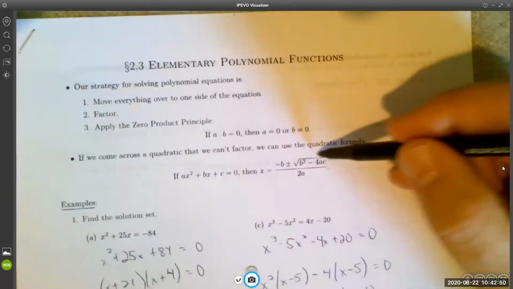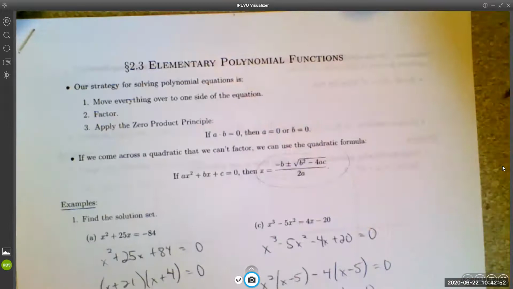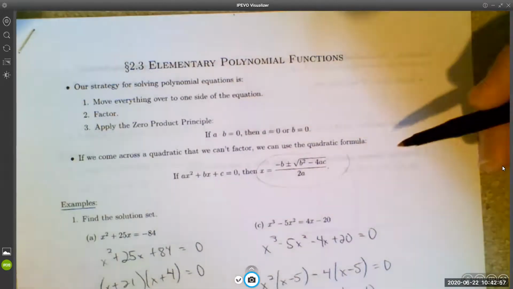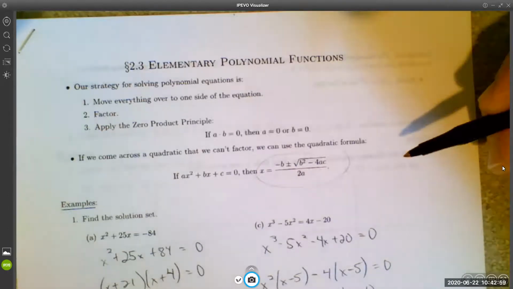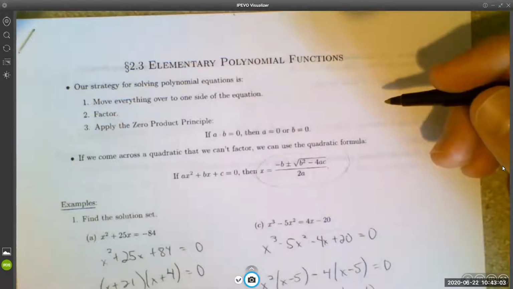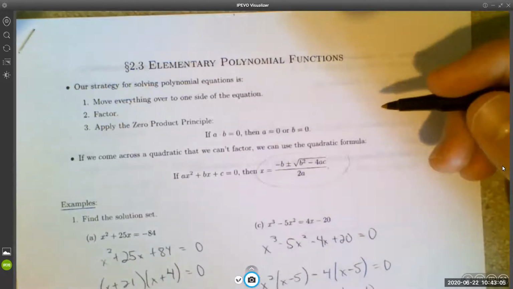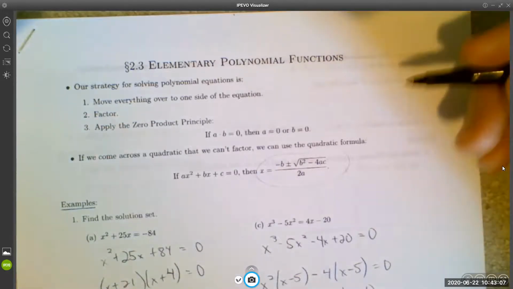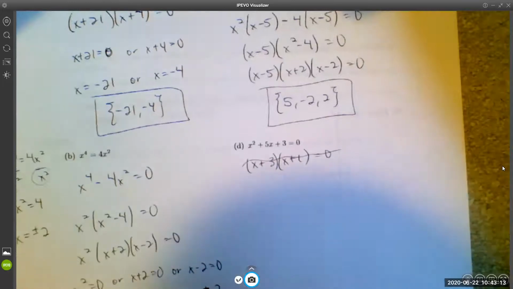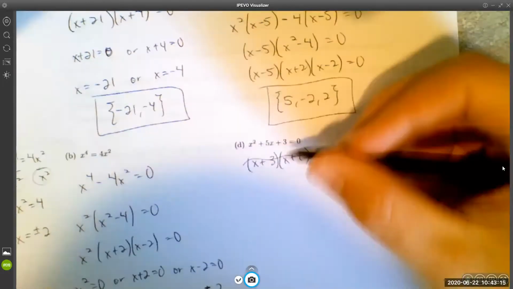So that's when we would resort to the quadratic formula. Now, I'm not going to prove the quadratic formula to you. That's something that you should have seen in a previous algebra class. If you haven't seen a proof of the quadratic formula, just Google it. If you want to convince yourself, Google proof of the quadratic formula, and all kinds of good videos will come up. Okay, but I'm going to use the quadratic formula here.